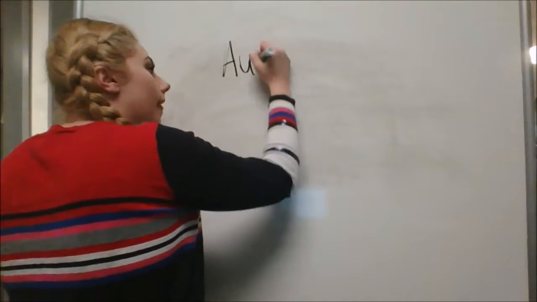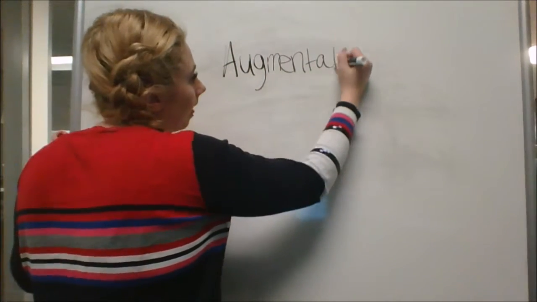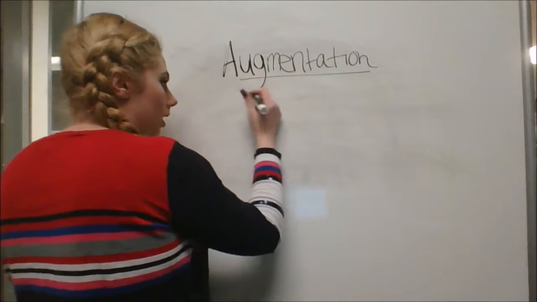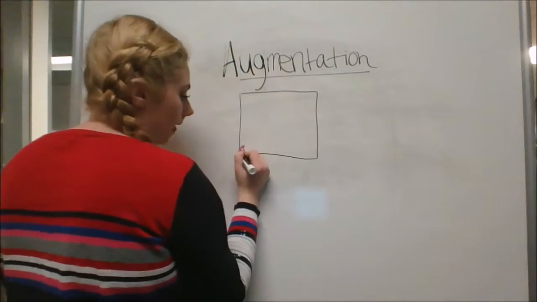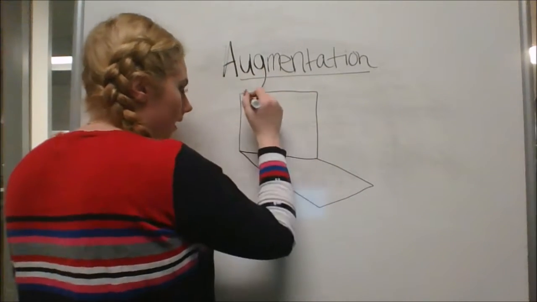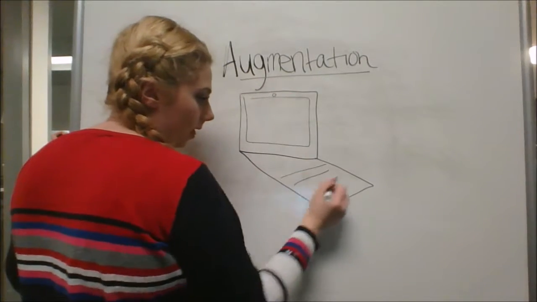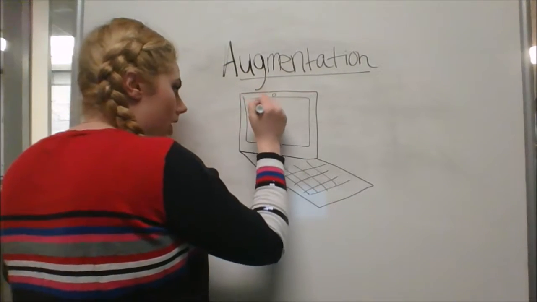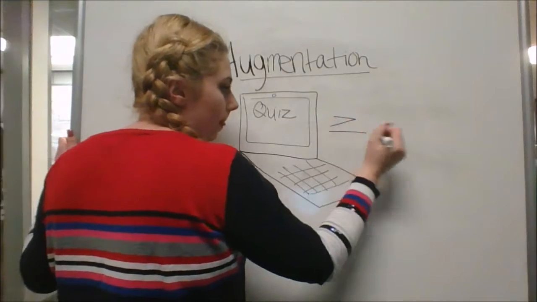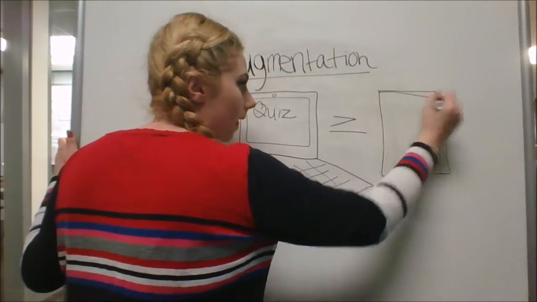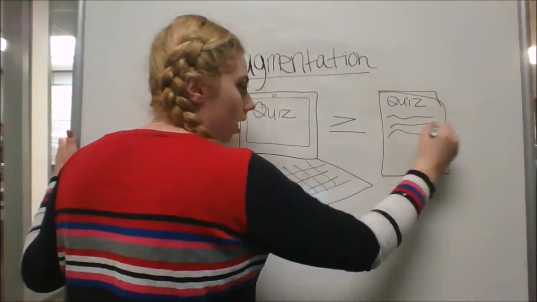The second layer, augmentation, occurs when technology can effectively perform a common task to a non-technological solution. For example, an online quiz can be conducted instead of an in-class quiz. This saves a lot of time for both students and teachers, as teachers do not need to spend as much time grading, and the students can get their grades back almost immediately.